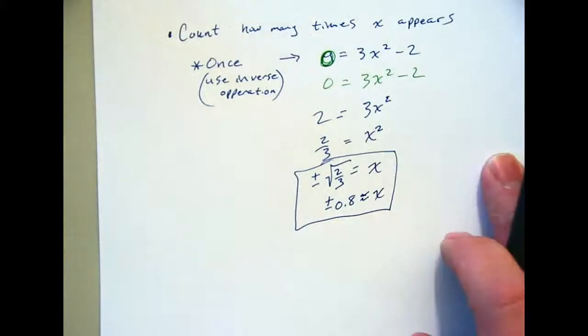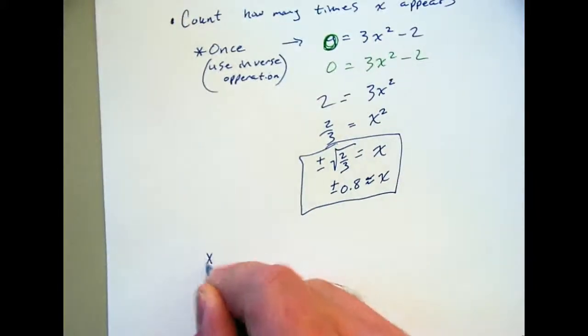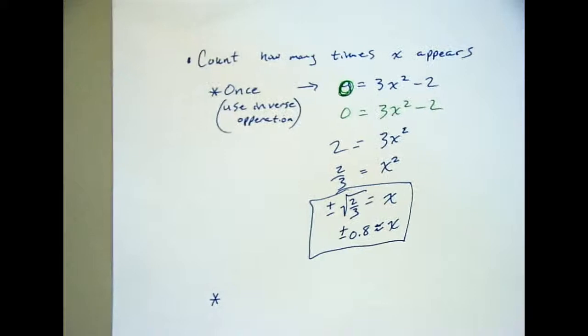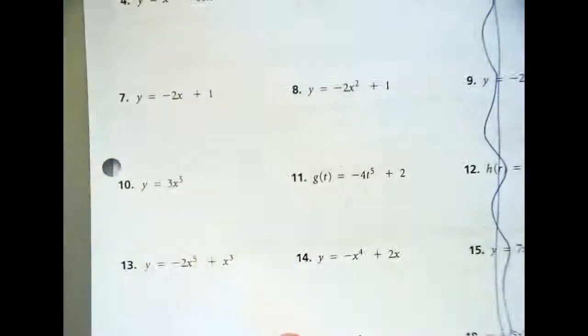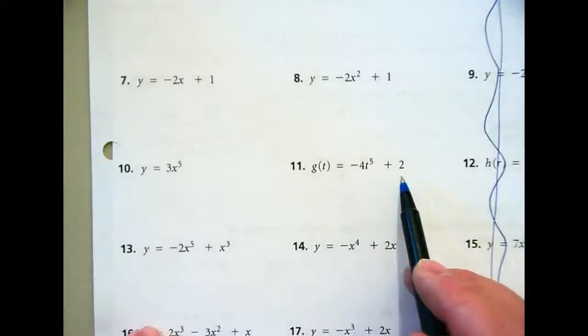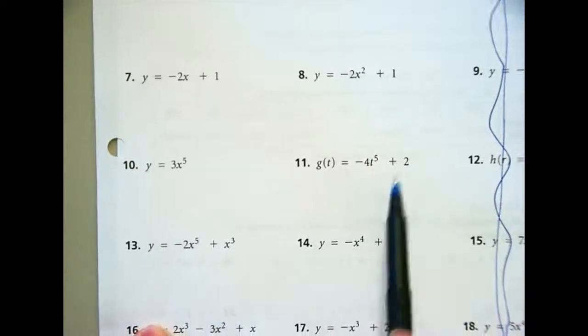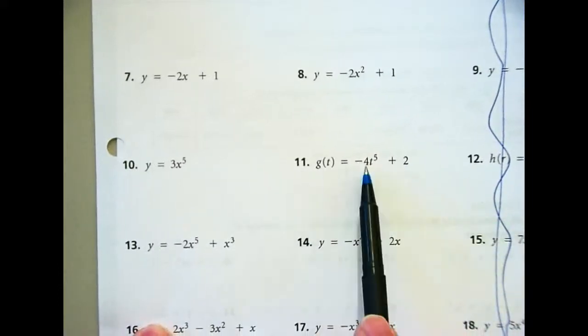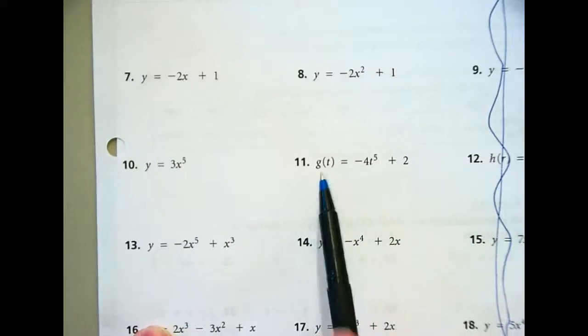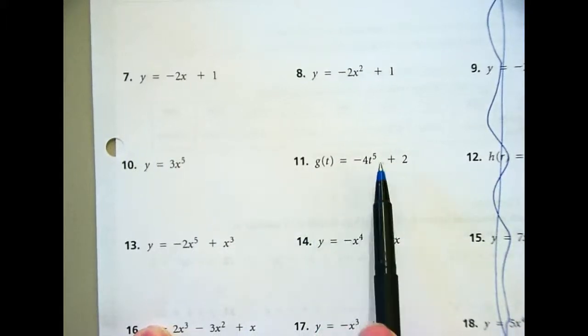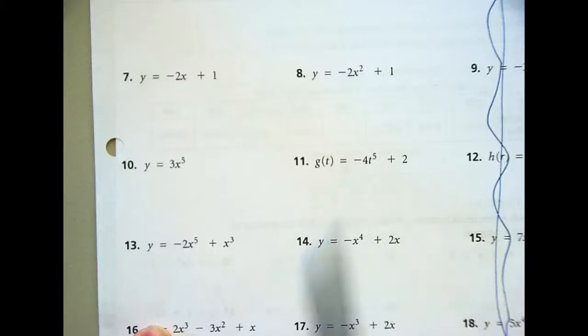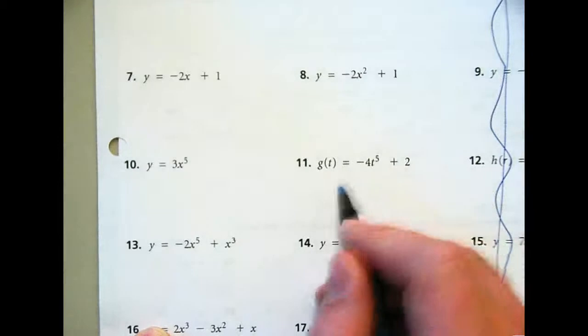I just do inverses. Before we move on, any questions on that? Yeah? When x appears once, and it's like number 11, or t to the 5th, would it just be like 5 root and then whatever? So there's 3 steps on number 11. You subtract 2, divide by -4, and take the 5th root. And when you do an odd root, remember it's not plus minus. Only even roots are plus minus. Odds are not. Okay? Everyone get that?